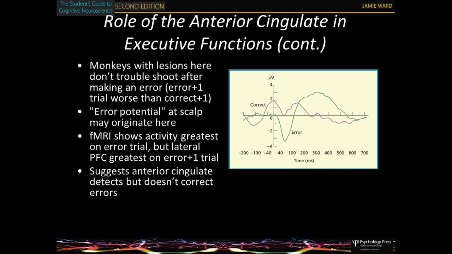You also find that it's active not just when you make an error, but it can be more active when there's a potential for error. So things like in the Stroop task, where you have to slow yourself down in order to not be error prone, you also get the activity. So it's not just when you've made an error, it's more to do with the potential of making an error as well. It seems to be involved in both of these functions, and how the two are reconciled is still out there. Okay.